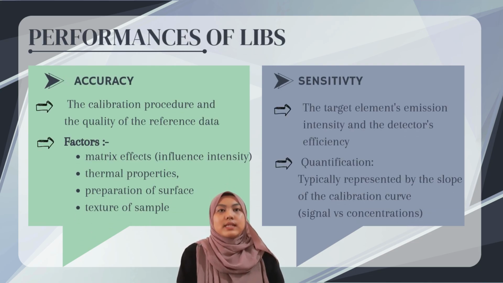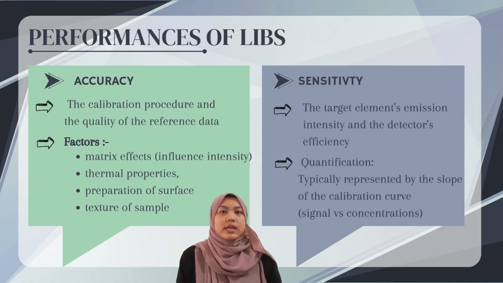The main metrics of LIBS performance depend on a few factors. First, accuracy. The calibration procedure and the quality of the reference data determine accuracy. Factors that can affect the accuracy of LIBS include the matrix effect, which influences intensity, as well as thermal properties, surface preparation, and texture of the sample. All these factors affect the interaction between the laser beam and the sample surface, especially the LIBS performance in the analysis.